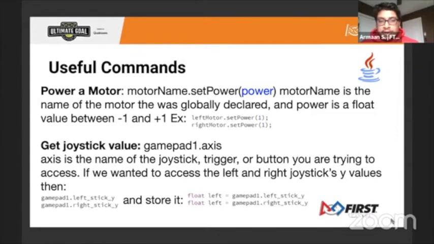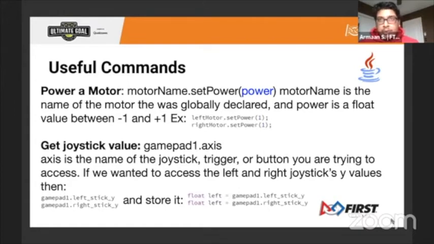And then the next important command you want to understand is getting a joystick value. The way you do that is you say gamepad1 and then .access, where access is the name of the joystick, trigger, or button you're trying to access. So, for example, we want to get the left and right Y values of the joysticks. In that case, we say gamepad1.left_stick_y and gamepad1.right_stick_y.